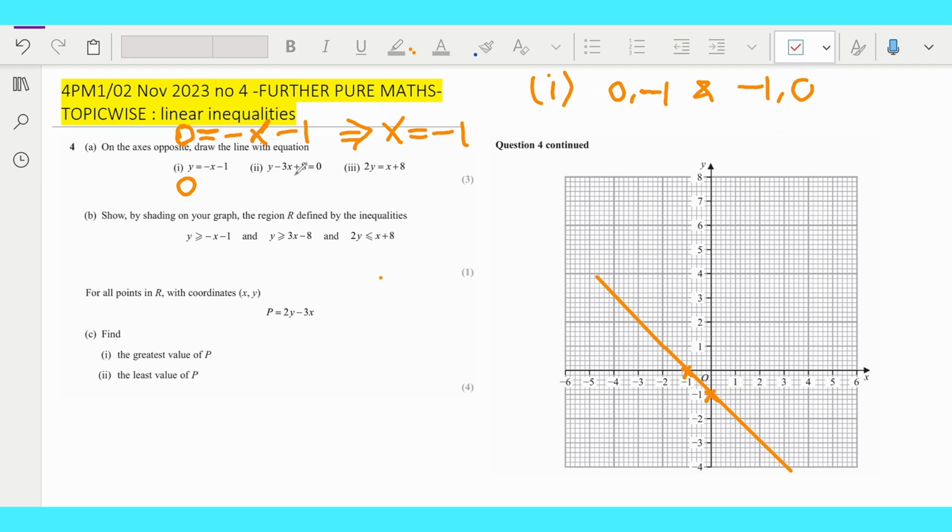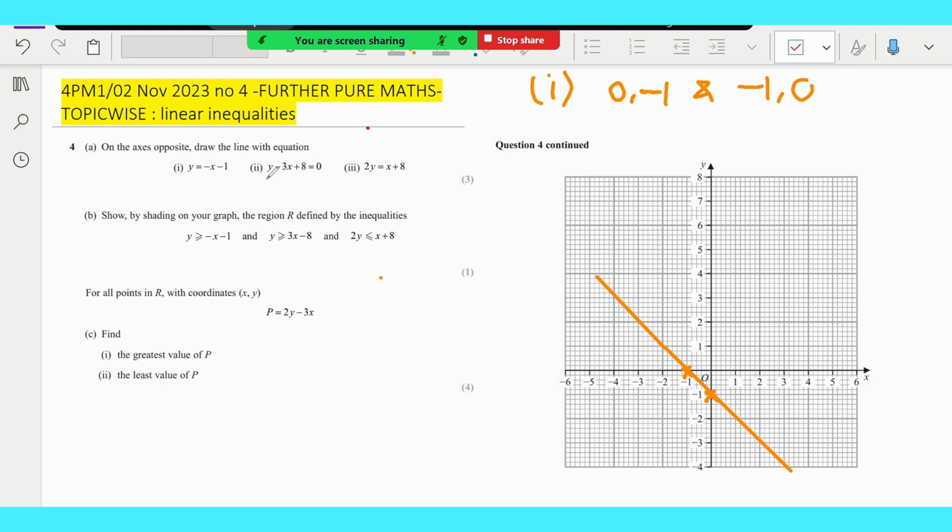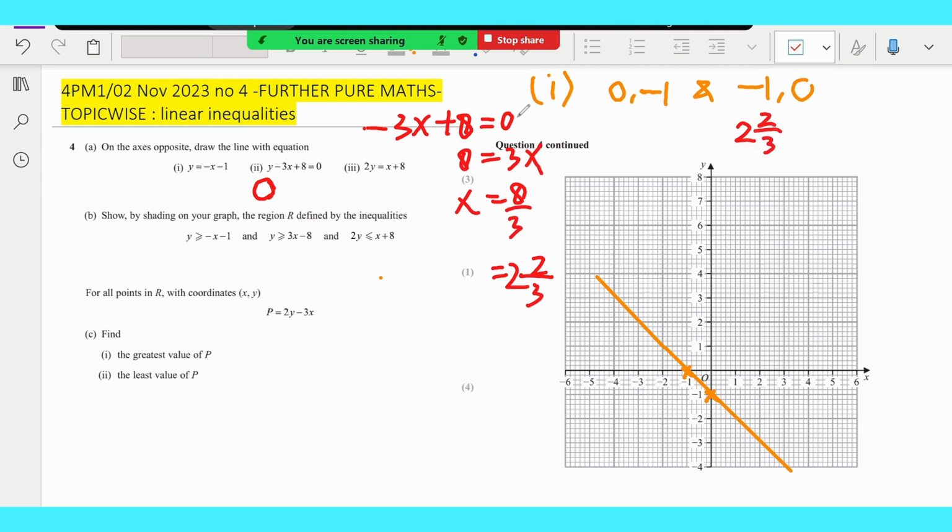Now for our second line, y minus 3x plus 8. Well, the easy way to draw this is we take y equals 0. Now we have minus 3x plus 8 equals 0. So we move the negative 3x to the right. So we have 8 equals 3x. So x equals 8 over 3, that is equal to 2 2/3. So that will be our x intercept, 2 2/3 comma 0.